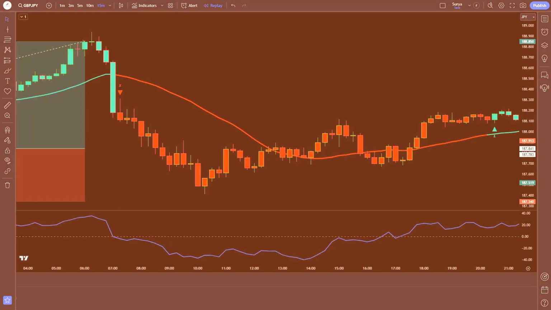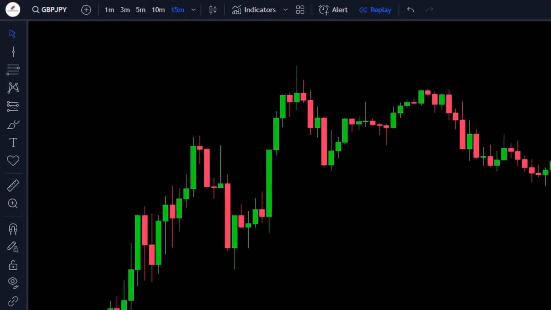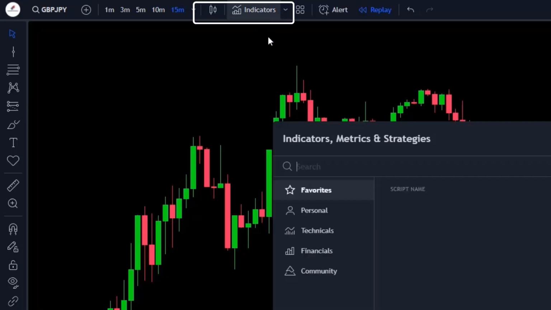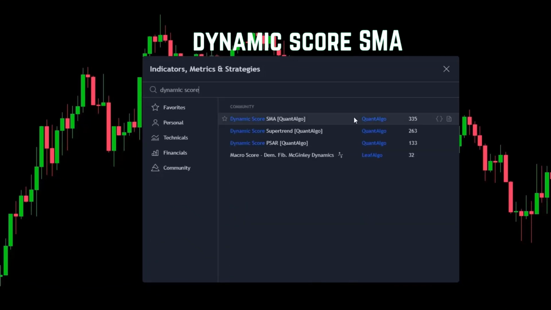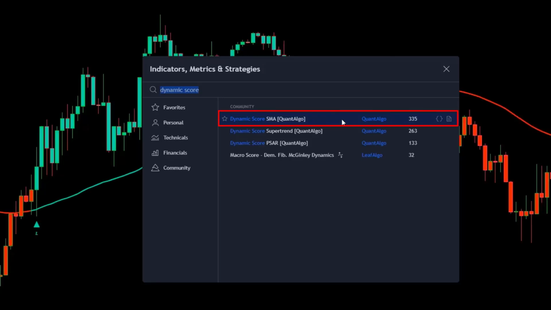First of all, let's learn about trading tools. We open the GBP/JPY 15-minute chart. First of all, we click on the search box of TradingView. Here in the search box, search Dynamic Score SMA. Add this indicator to the chart.